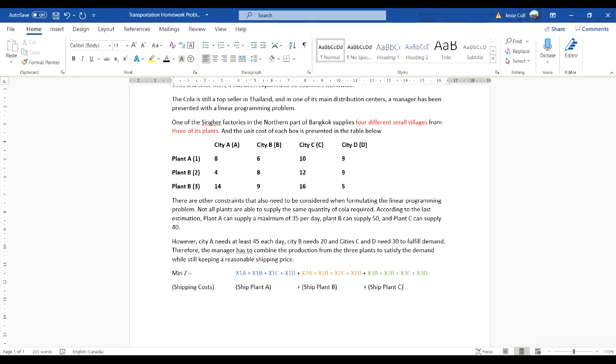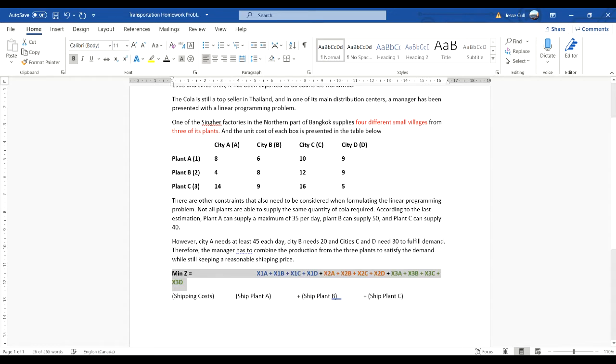That's what we've shown. We're attempting to minimize our shipping costs with all the shipments from plant A to villages A, B, C, and D, plus our shipments from plant B to cities A, B, C, and D, plus our shipments from plant C to cities A, B, C, and D. Now, once we've put together our objective function, we'll make all of this bold because that's a critical piece of information.